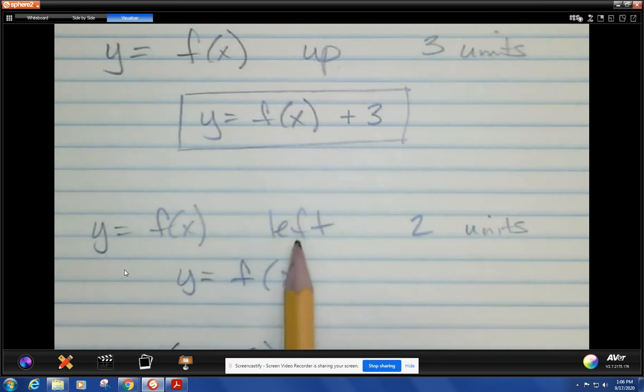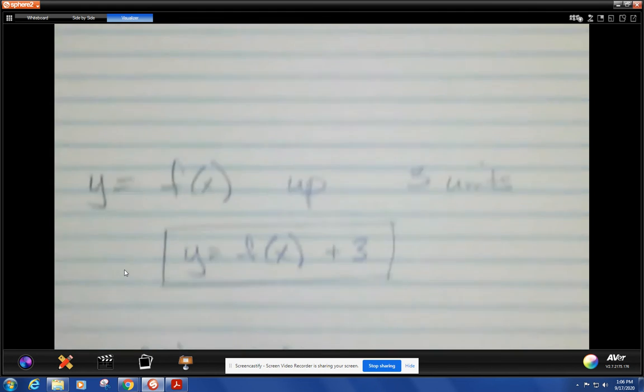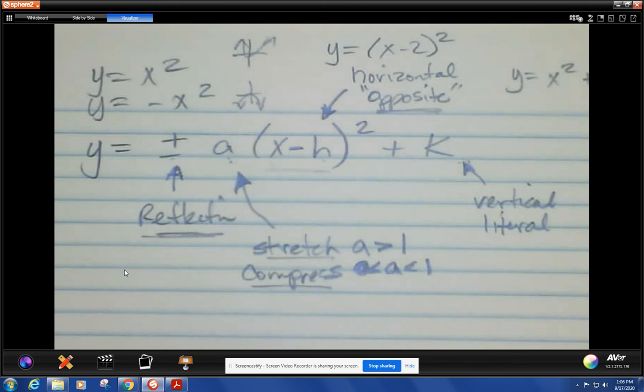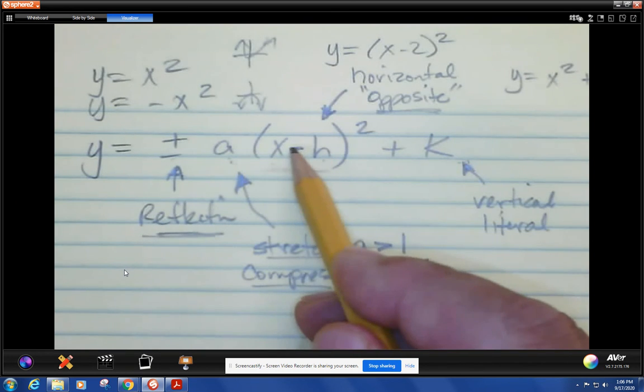Well, it says I'm going to move left 2 units. Well, left 2 units, let me think. Coordinate pairs, if I'm going to the negative direction, it'd usually be left, right? So it should just be x minus 2. Well, remember what we just said just a few minutes ago. Horizontal changes are actually opposite of the way you think because there is a negative right there in the formula.